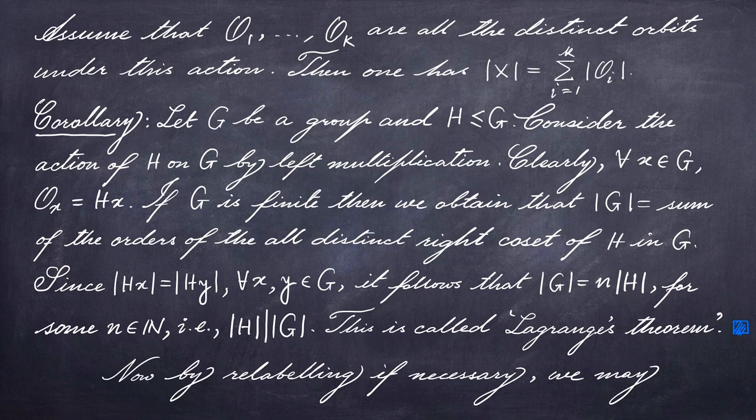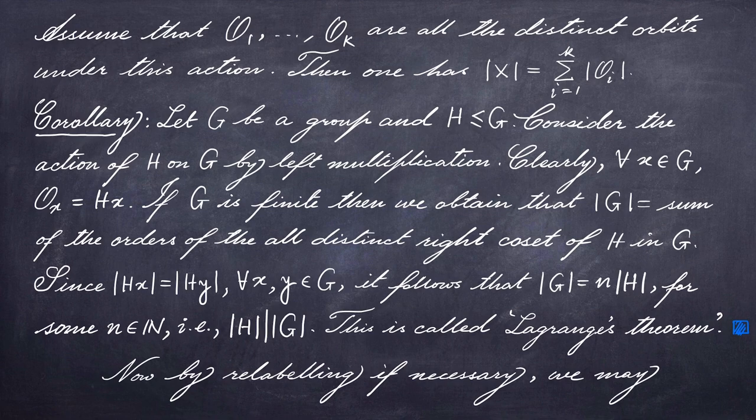So another proof of that fact which I am going to talk about. If G is a group and H is a subgroup, we consider the action of G on X by left multiplication. So recall that G acts on G by left multiplication. Now we restrict this group to H. So H also acts on G by left multiplication.